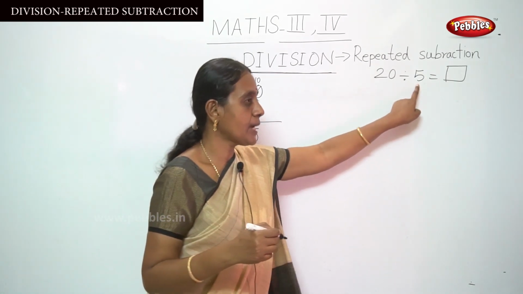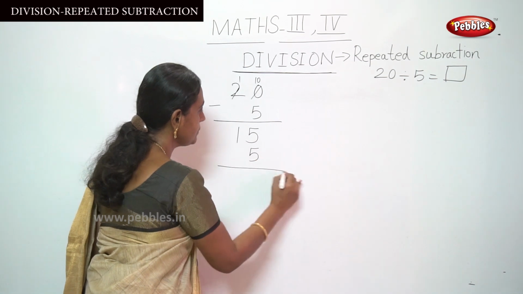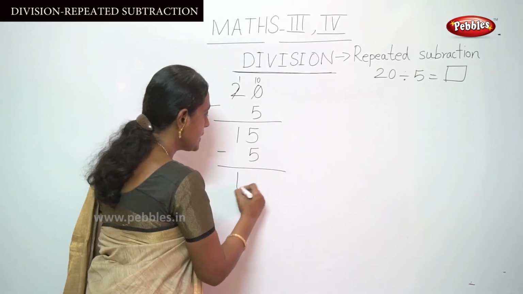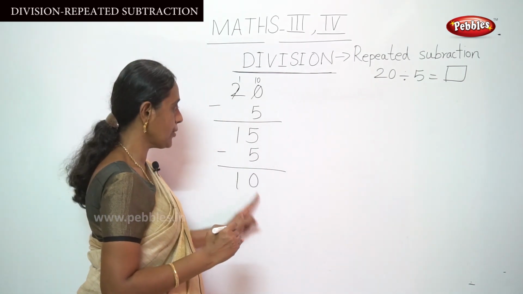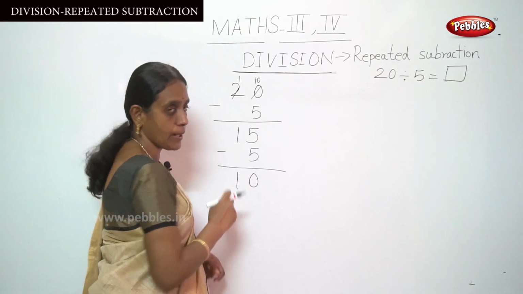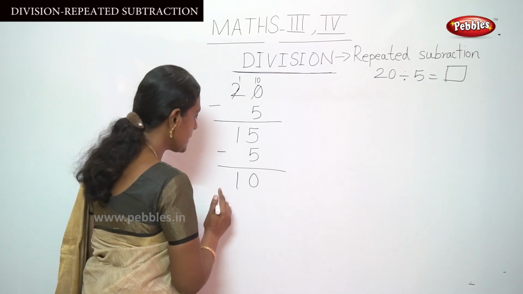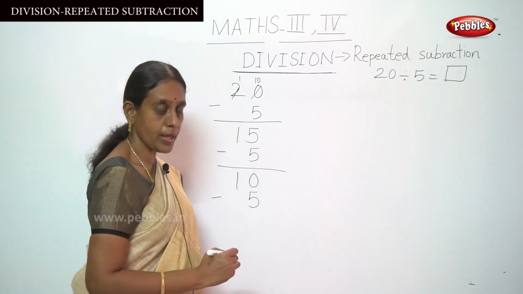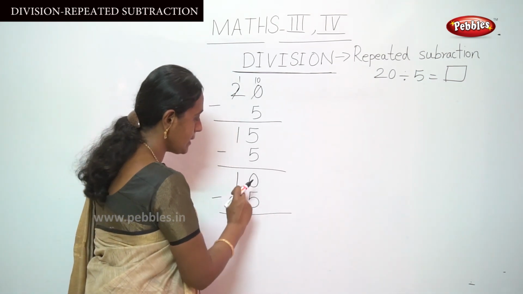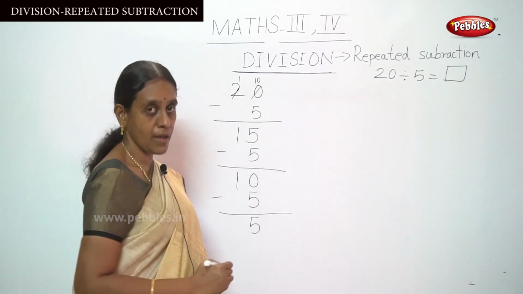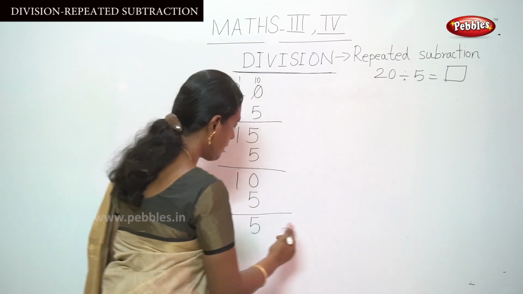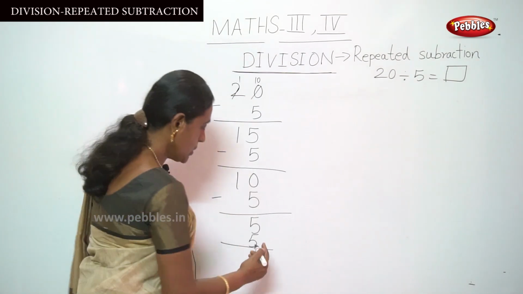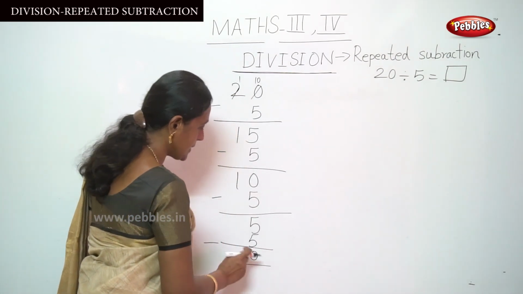Again put the divisor number here and subtract: 15 minus 5 is 10. Again subtract 5: 10 minus 5 is 5. Again you put 5, and you have to keep subtracting until the ending is 0. So 5 minus 5, the answer is 0.